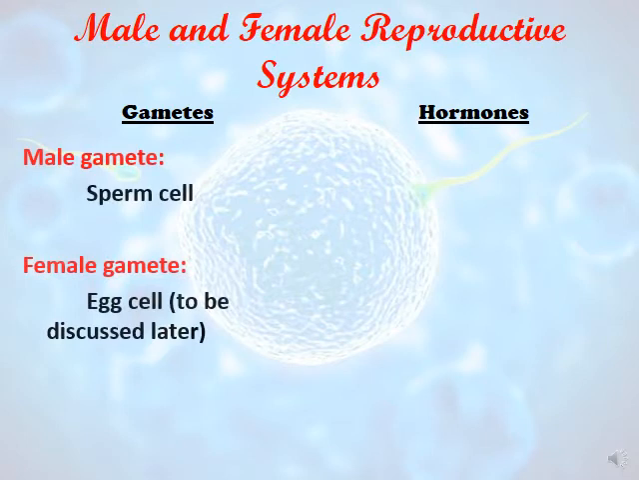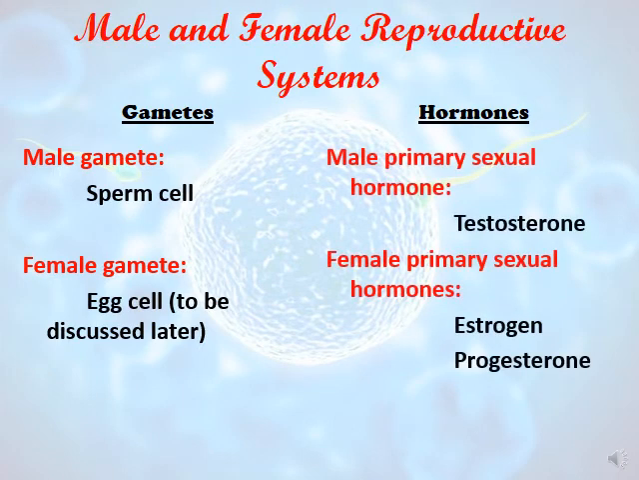Gametes. The male gamete is called the sperm cell, whereas the female gamete is called the egg cell. This will be discussed later. Hormones. The male primary sexual hormone is testosterone, while the female primary sexual hormones are estrogen and progesterone.